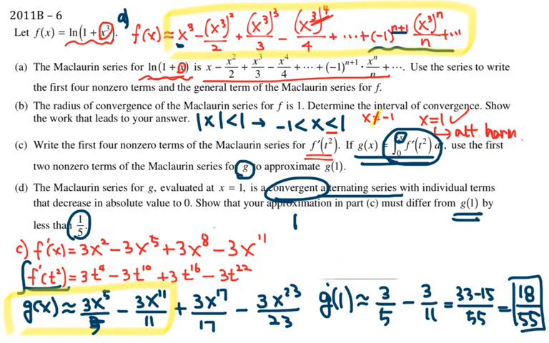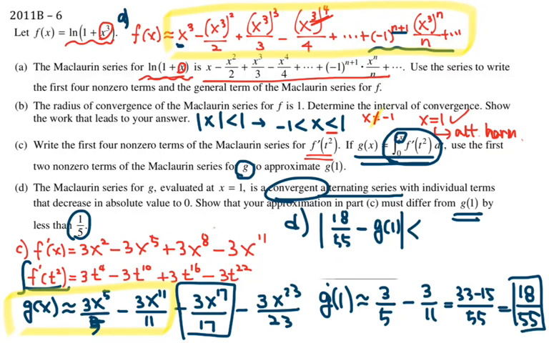Part D. Error between 18 over 55 minus g of 1 has to be less than the following term, which will be the term right over here. So since x is equal to 1, we get to realize that that has to be less than 3 over 17. But since that's less than 1 over 5, which we are comparing, therefore, the error is less than 1 over 5.